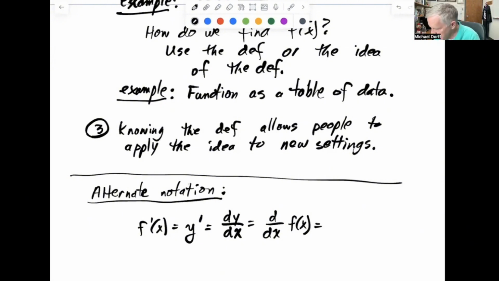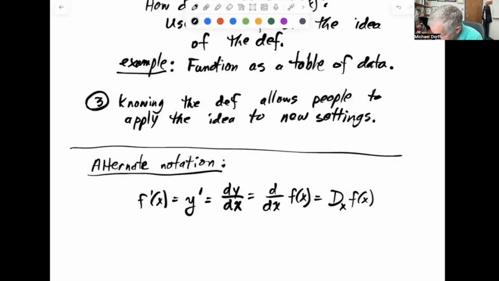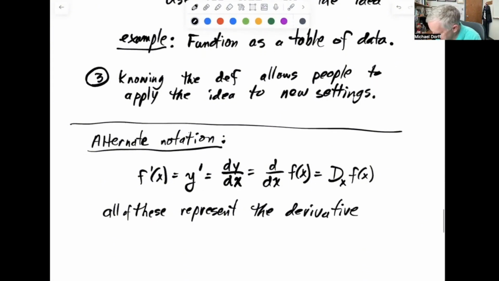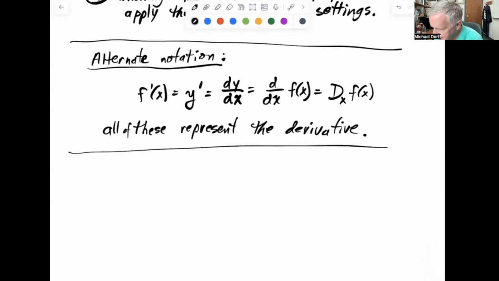And then a final way that I've seen it sometimes is capital D sub x of f of x. All of these represent the derivative. I'm getting that low battery signal on my iPad here, so hopefully I can finish this before my battery ends. So we have these alternate notations for the derivative.